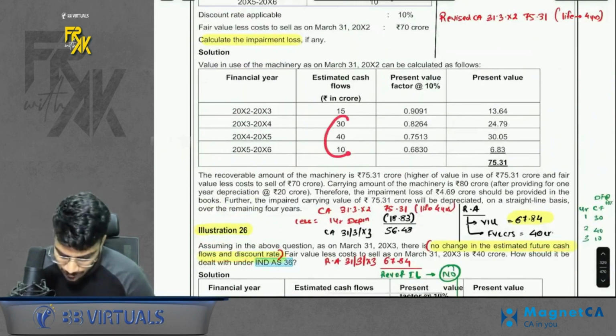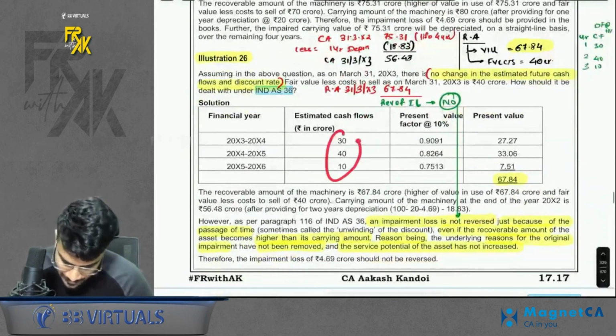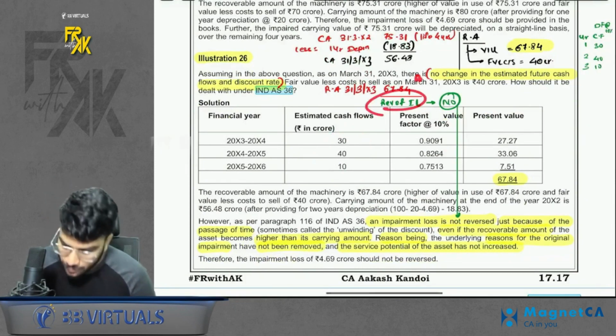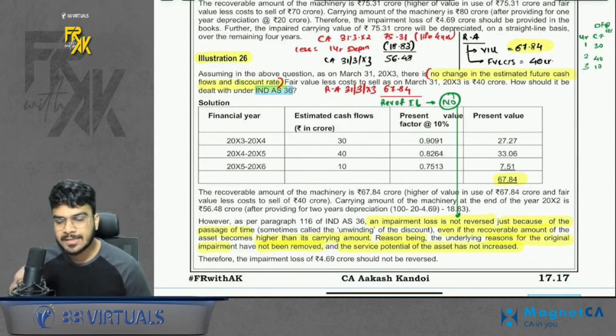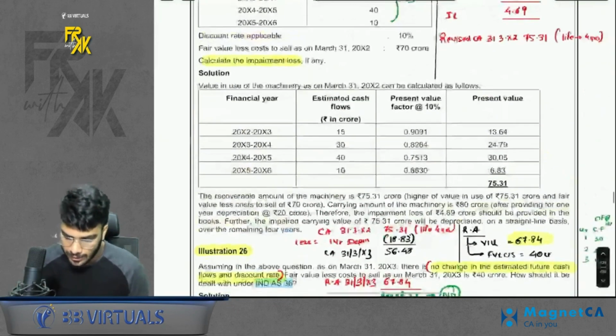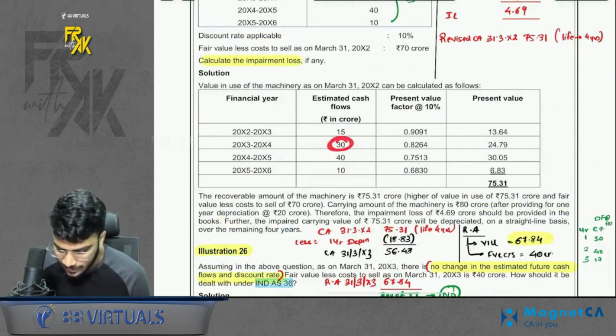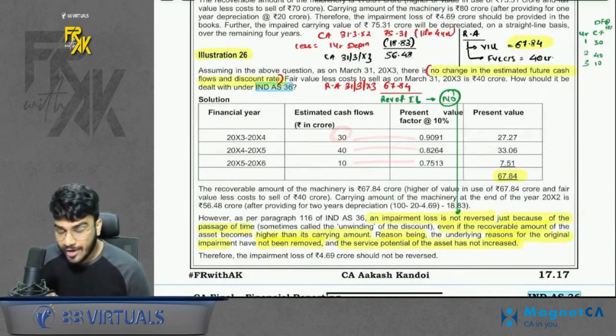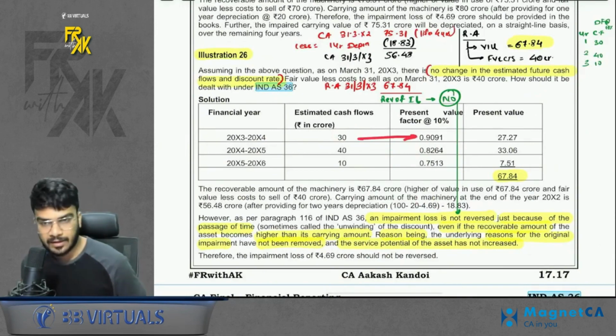Whatever cash flows were there in the previous year, the same persist in the next year as well. So the reversal, even if it is shown, you will not do it. Why? Because such reversal is only seen because the cash flows have come 1 year closer. Like in the previous year, we were multiplying 30 by the second year discounting factor. Here in the next year, we are multiplying 30 by the first year discounting factor, right?